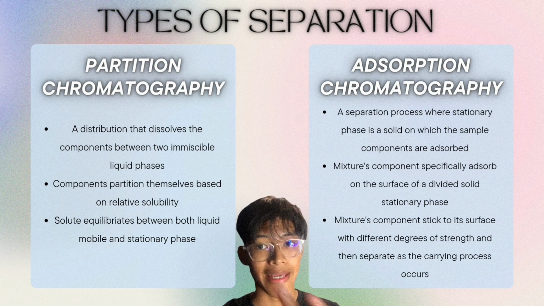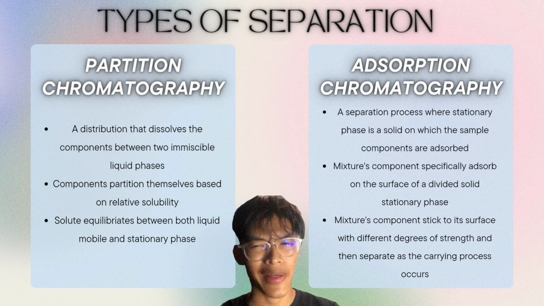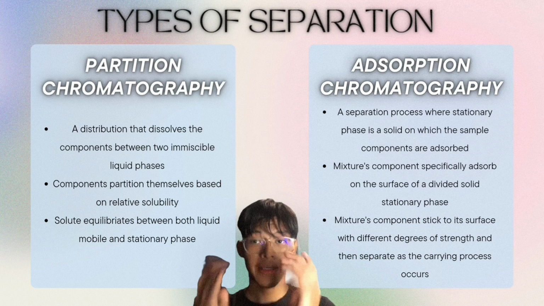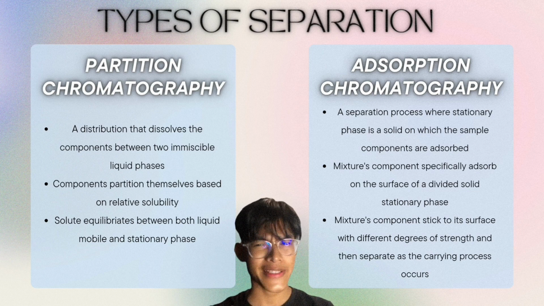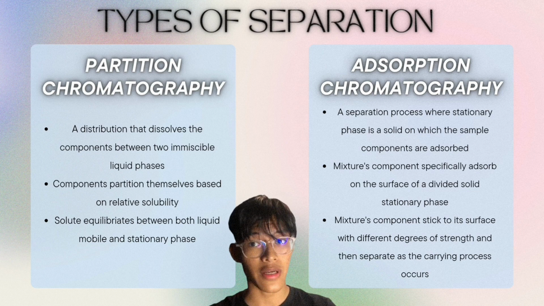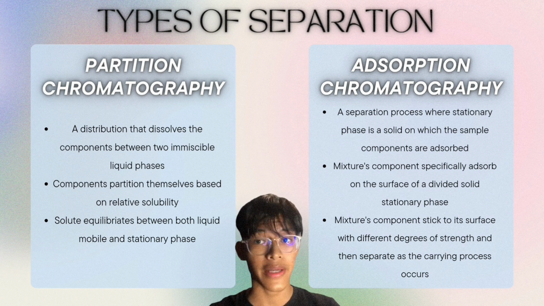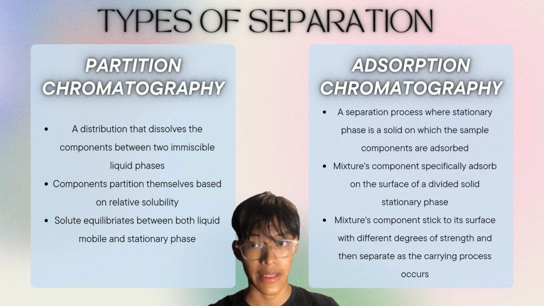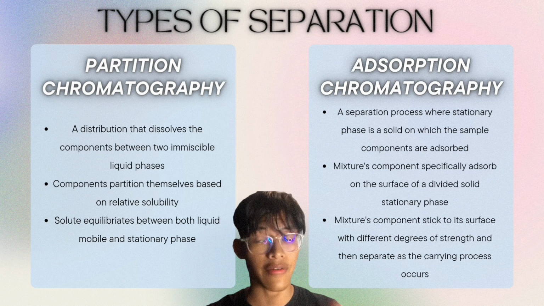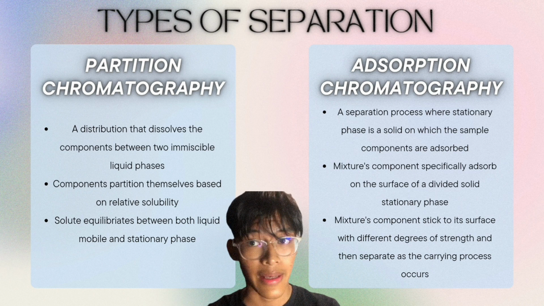Absorption chromatography is a separation process where the stationary phase is a solid, on which the sample components are adsorbed. In this particular process, the mixture's component specifically absorb on the surface of a finely divided solid stationary phase. The mixture's component stick to its surface with different degrees of strength and then separate as the carrying process occurs.